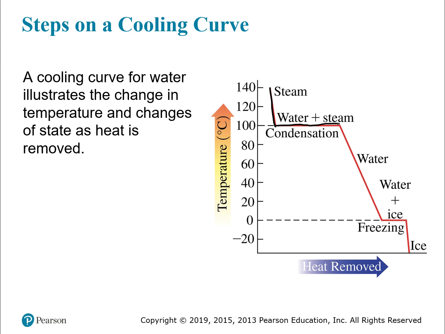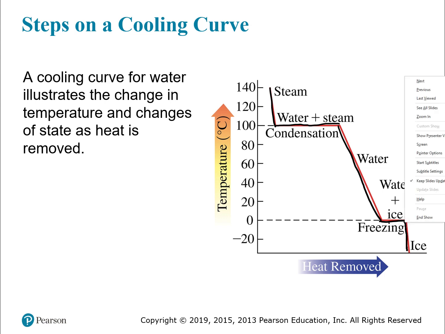Remember that those plateaus are changes of state. Once all of that steam is water, it will continue to cool. It's going to continue to release heat until it reaches the melting point. That's 0 degrees. Then you're going to hit another plateau where all of the water is turning to solid ice. When that happens, all of that ice will just keep getting colder and colder.